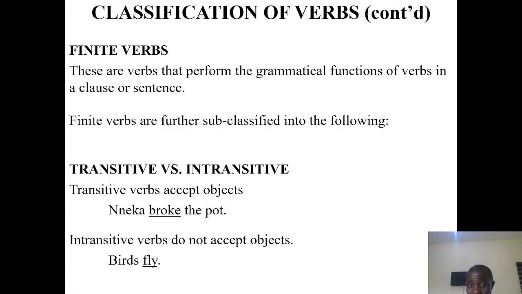Intransitive verbs do not accept an object. Bird flies. So it is ungrammatical to say "bird flies the pot" or "bird flies the heaven." No. Anything that comes after an intransitive verb will be adverbial. Birds fly every day. That "every day" is an adverb, not an object. So transitive verbs accept an object. So it's wrong to say "Naker broke." Broke what? There must be an object. There must be a noun that will come after it. The pot.